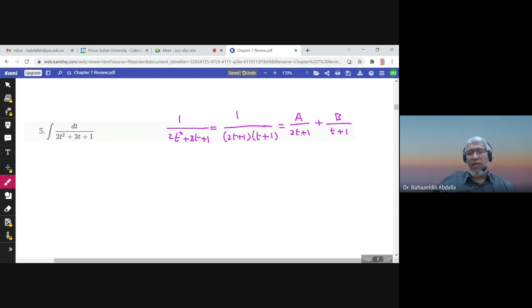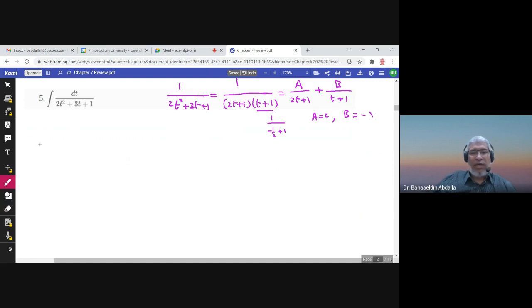And I can replace t by negative half because it is the zero of the denominator, and forget about this. So 1 over negative half plus 1 would be 1 over half, which is 2. So a is 2. And if I replace t by negative 1 and forget about this, so negative 2 plus 1, negative 1. 1 over negative 1 is negative 1. So b is negative 1.